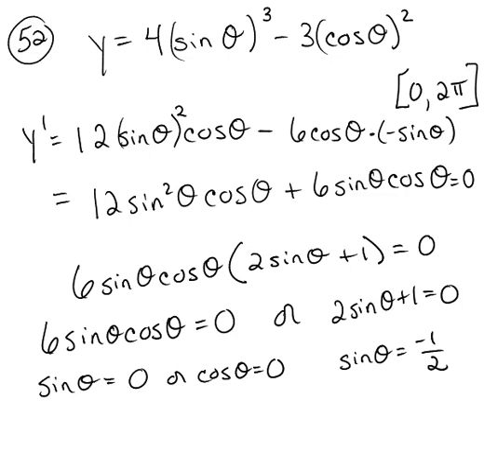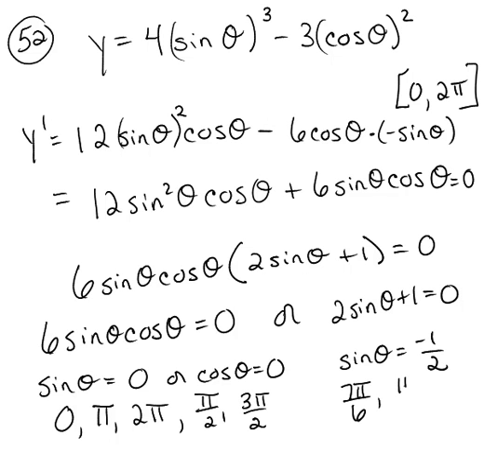Now thankfully we're only looking at this occurring on the interval from 0 to 2 pi. So on 0 to 2 pi, the sine of theta is 0 at 0 and at pi, and then also at 2 pi. The cosine is 0 at pi over 2 and 3 pi over 2. The sine is equal to negative 1 half at 7 pi over 6, and then again at 11 pi over 6. So all of these numbers, including your endpoints, are going to need to be tested, and you'll pick the largest one to be your max, and the smallest one to be your min.